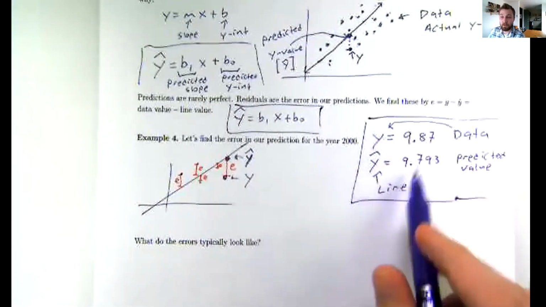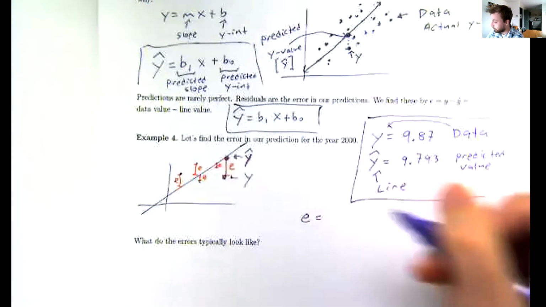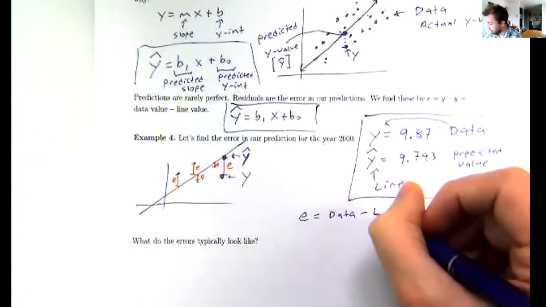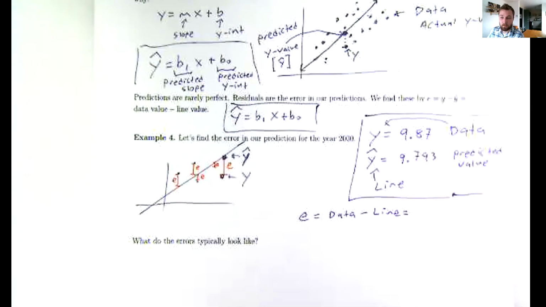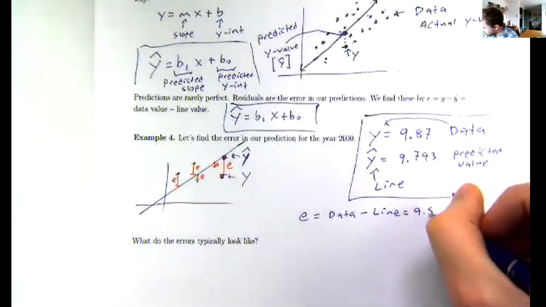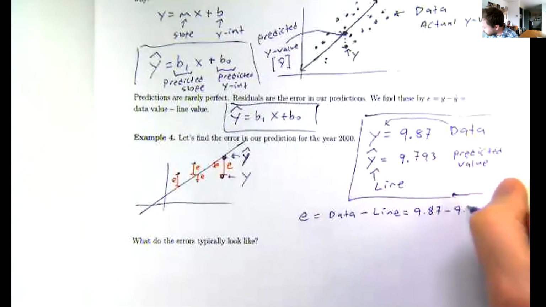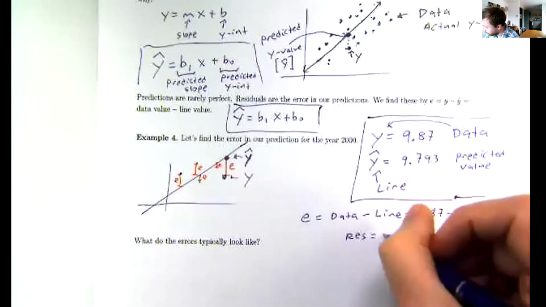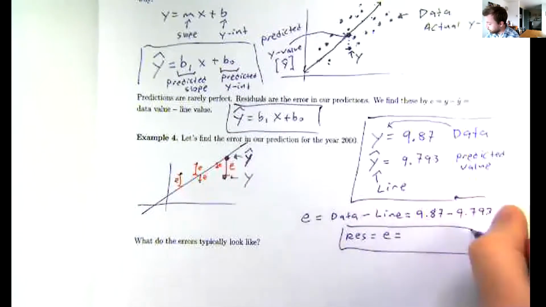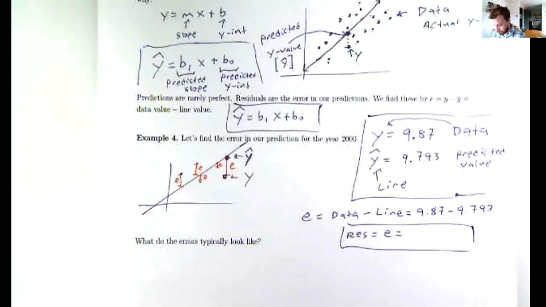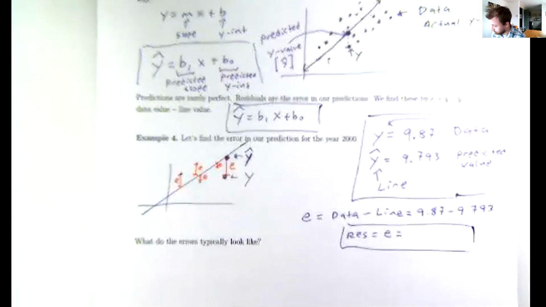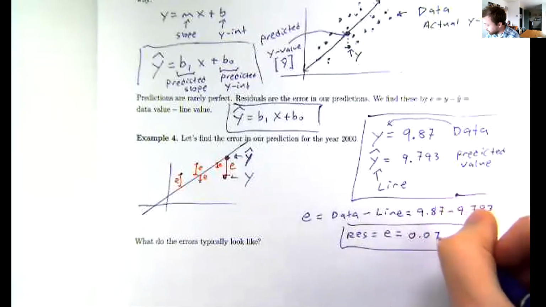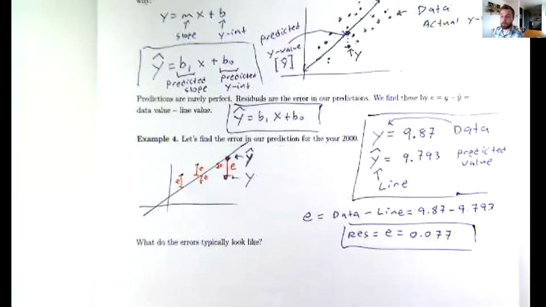We made such a guess for the year 2000. Let's see what our error looks like for that year. I'm just going to take the value that I had from the data and subtract the value that I got from the line. So I'm going to do 9.87 and subtract the predicted value of 9.793, and let's see what our residual or error amount is for this particular year. When I do that, I get a residual of 0.077 or so, up to a little bit of round off.